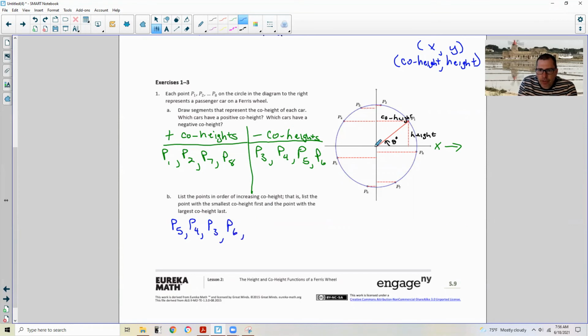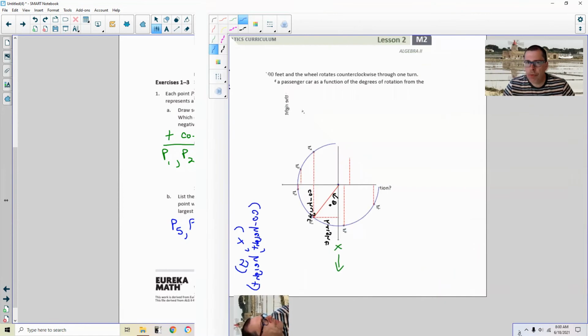And we just keep going to the right. And if I cross now, I'm at P sub 2, which is right here. And the numbers are getting larger as I go this way, and there's P sub 7. And then finally P sub 1. And lastly, P sub 8 is the largest positive height. So there they are: 5, 4, 3, 6, 2, 7, 1, 8.